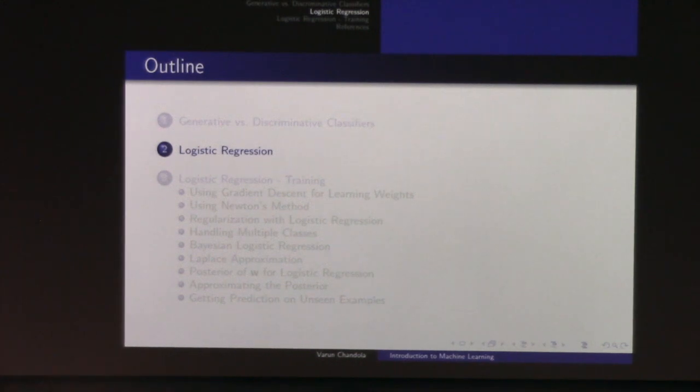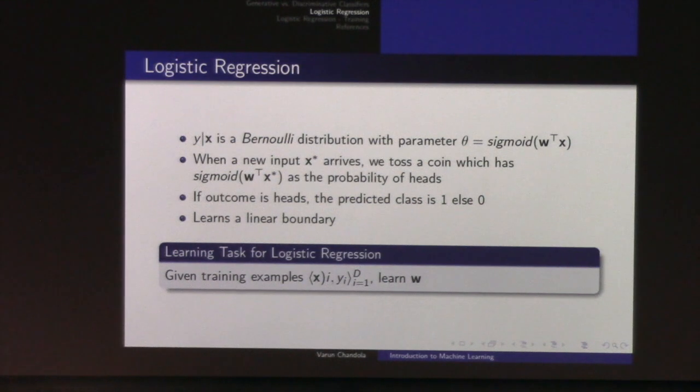So now we will see one example of a discriminative classifier. We have already seen an example of a generative classifier, which was naive Bayes. So today we are going to start looking at logistic regression. Logistic regression assumes that Y, okay, let me set up the problem. You have some input X, which could be a vector, a vector of attributes.